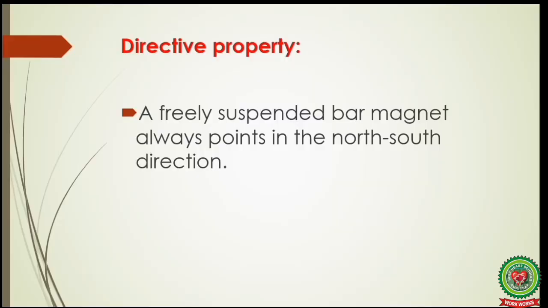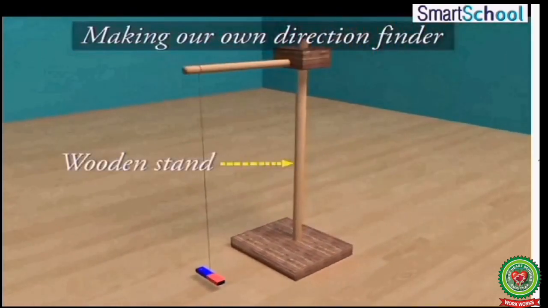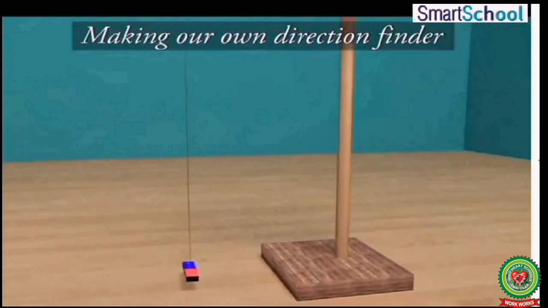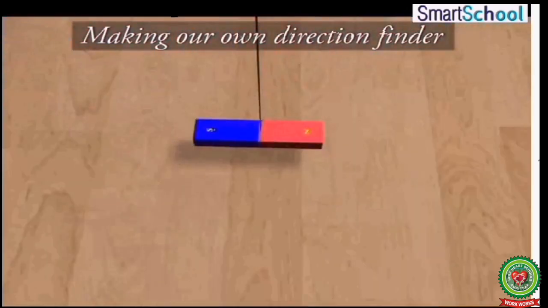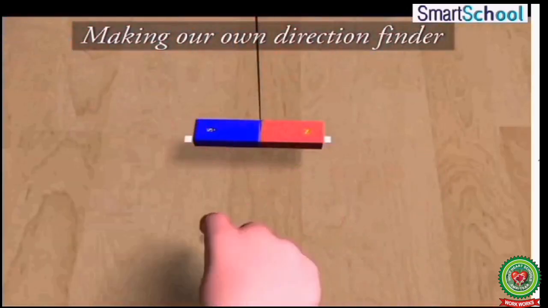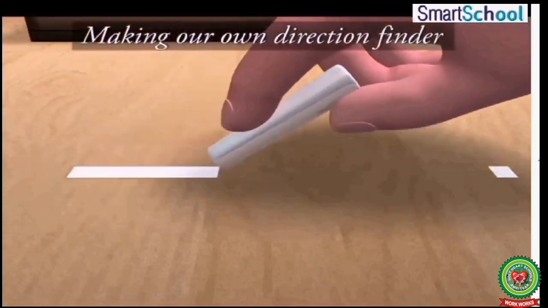Next property is directive property. It means a freely suspended bar magnet always points in the north-south direction. Let's understand this property with the help of an activity. Tie a thread exactly in the middle of a bar magnet and suspend it from a wooden stand. Adjust the height of the magnet so that it is just a little above the ground. Now, mark the positions of the ends of the magnet on the ground when it comes to rest. Draw a line joining these 2 points.